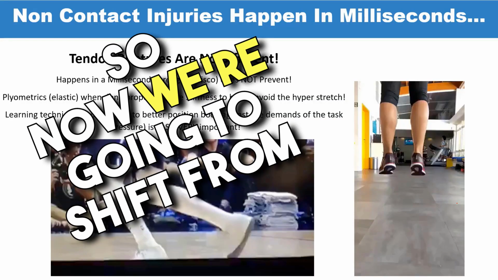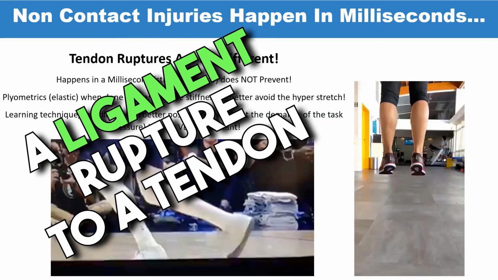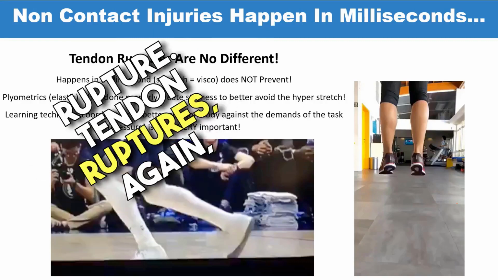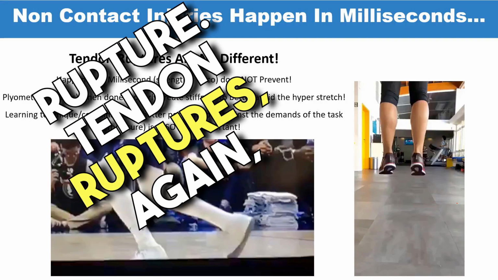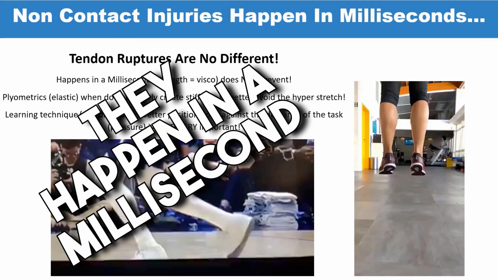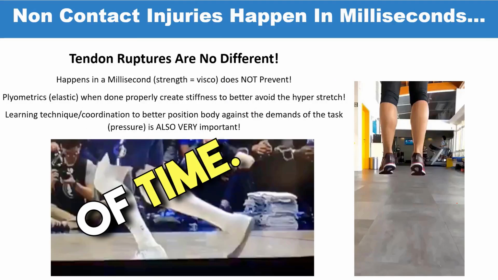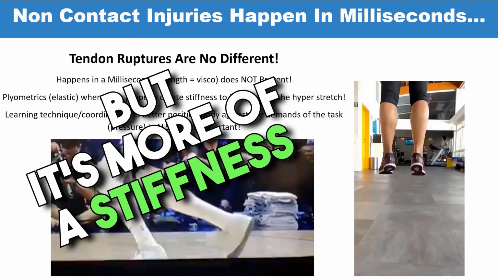Okay, so now we're going to shift from a ligament rupture to a tendon rupture. Tendon ruptures, again, are no different. They happen in a millisecond of time, but it's more of a stiffness issue.